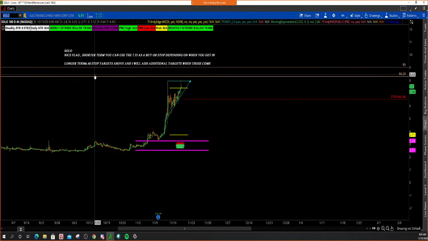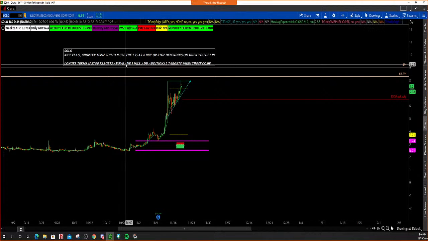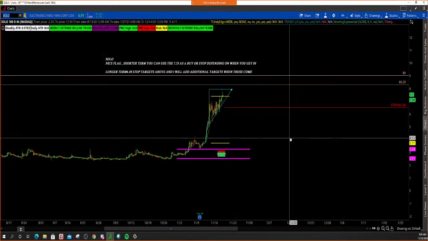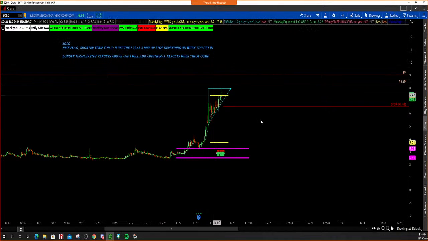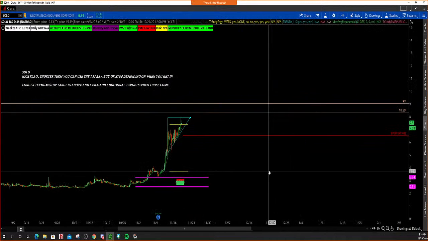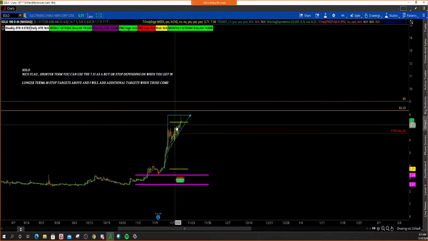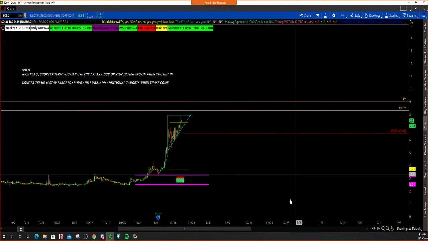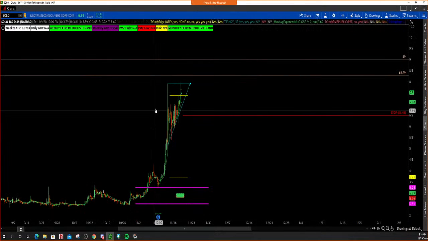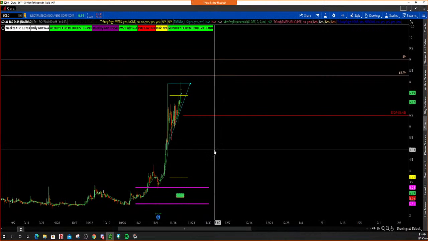Longer term, 6.48 stop, targets above, and I will add additional targets when those come. Okay, so let's go ahead and just run through this. You can see here a nice flag. You can see we are holding the trendy edge, that is the yellow line. Notice that every time price gets closer to this trendy edge, it is resistance.